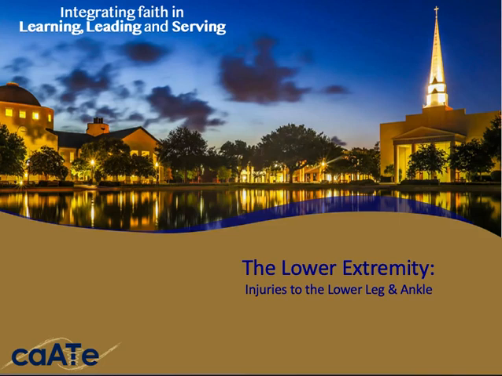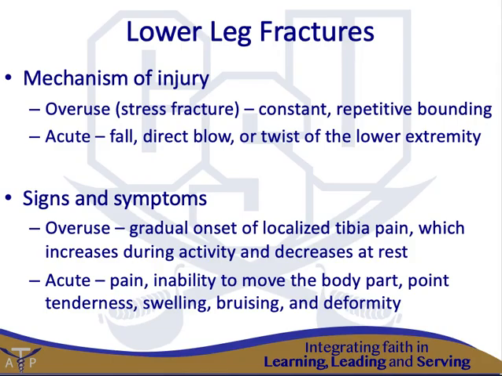The lower leg consists of the area from the knee down to the ankle joint. The ankle joint is composed of the distal tibia and the talus. Let's start with our lower leg fractures.